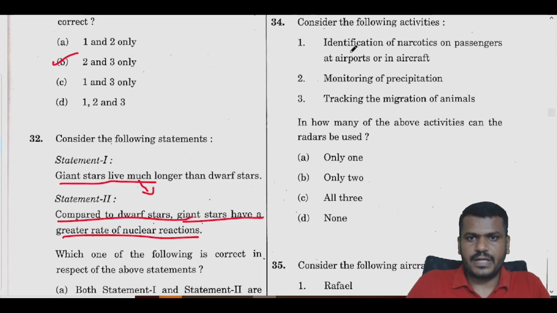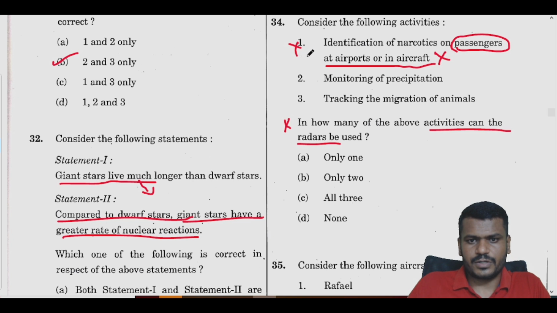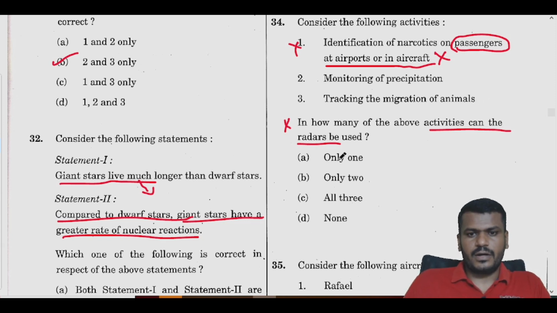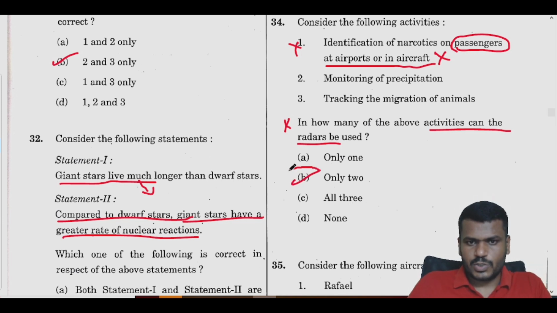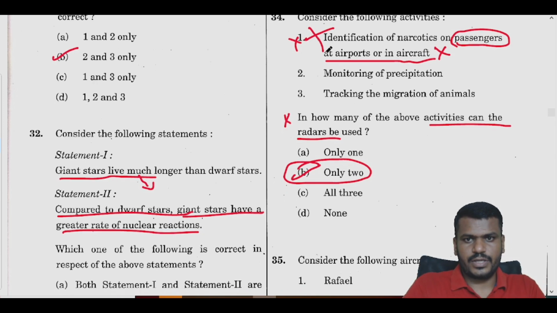Next, consider the following statements. Identification of narcotics on a passenger at airport or in aircraft. See, read the first one here. In how many of the above activities can radars be used? How can they use radar to check a person in a passenger checking system in airports? That is not true, guys. Monitoring the precipitation, yes, and tracking the migration of the animals. Okay, tracking the migration of the animals, yes, that is true. Only two statements are correct, but this is not the correct one, guys. Okay, you can see here.